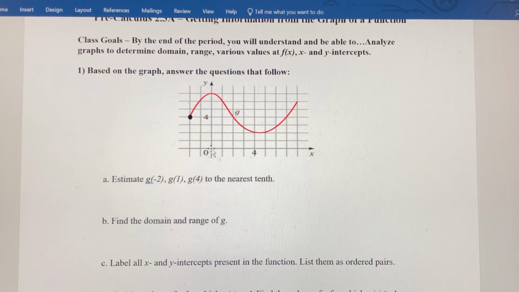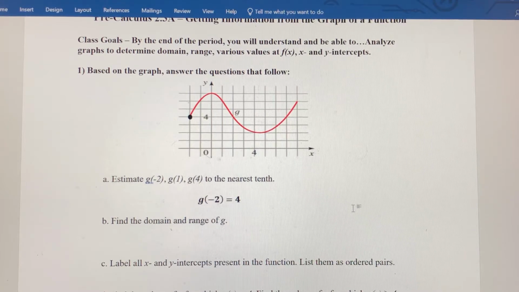Now you can see the origin is here. So we're at -2, we're 2 units left of the origin. So what we want to determine is what is the height of the function at that x value, -2. So we can count that. That's 1, 2, 3, 4. So g of -2 has a value of 4.